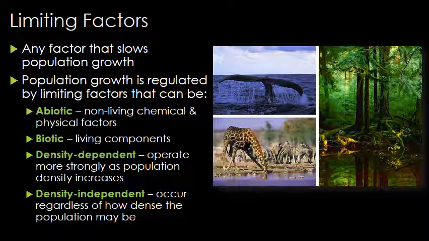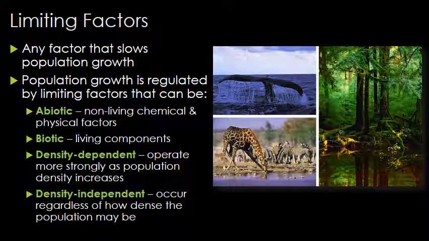A limiting factor is any factor that slows population growth. It's regulated by limiting factors that are density dependent, density independent, abiotic, or biotic. Abiotic is non-living. Biotic is living. So climate, rocks, soil, pH, that's going to be abiotic, where predators, parasites, competitors, those are going to be biotic.